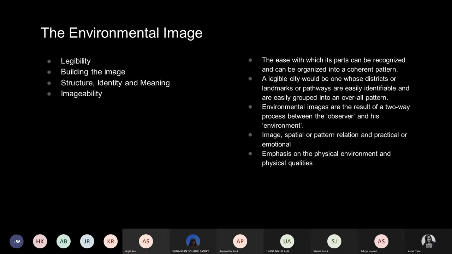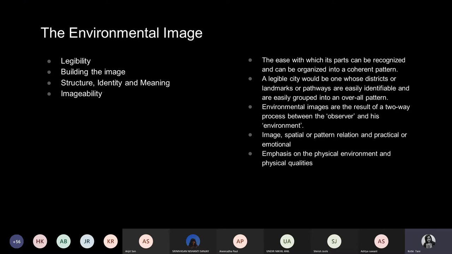And he introduces this term called legibility. When he mentions legibility in this context, he's talking about how legible a city is, like how easily one can read a city, or associate with a city while moving around. So legibility is associated with motion or movement. Somebody who is moving around in a city, how easily can that person recognize parts of the city, or can they be organized in a very coherent pattern is what he's questioning. So the visual quality of the city is decided by this clarity or legibility of the cityscape.